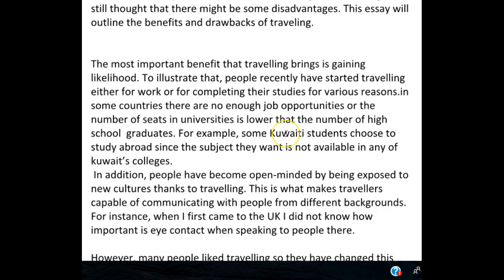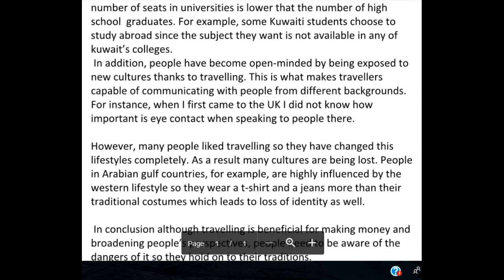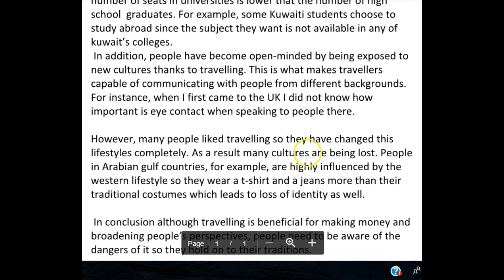For example, some Kuwaiti students choose to study abroad since the subject they want is not available in any of Kuwait's colleges. Kuwait should be capitalized here. In addition, people have become open-minded by being exposed to new cultures thanks to traveling. This is what makes travelers capable of communicating with people from different backgrounds. For instance, when I first came to the UK, I did not know how important eye contact is, okay?